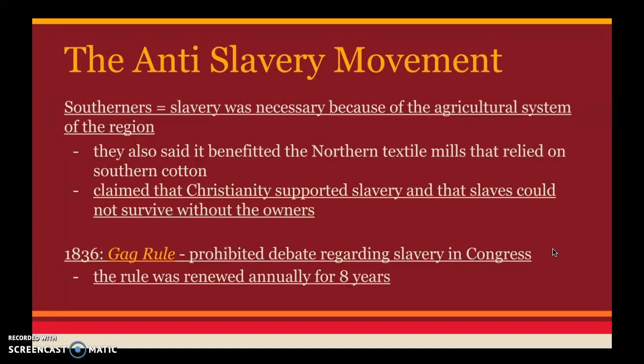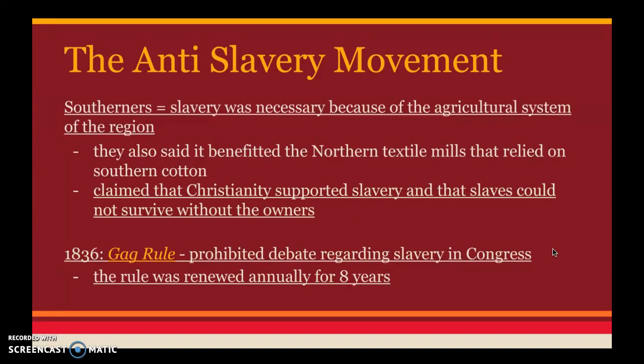They also claimed that Christianity supported slavery. They pointed to instances of slavery in the Bible, and used that to say that it was okay. And also made the arguments that slaves could not survive without the owners, that the owners took care of them and provided the basics of survival, and that African Americans would not be able to live on their own. Obviously, not a true statement, but something that was perpetuated by those in the South.